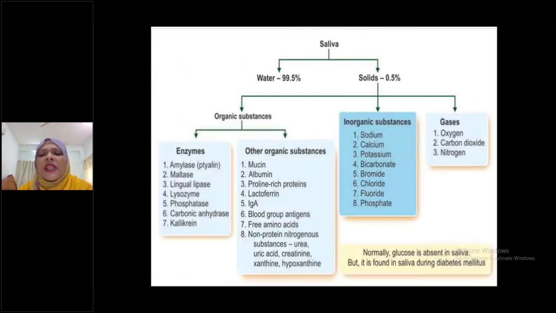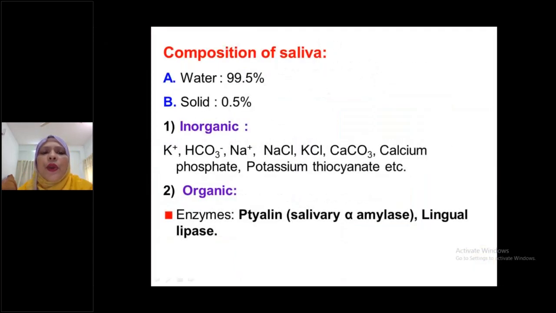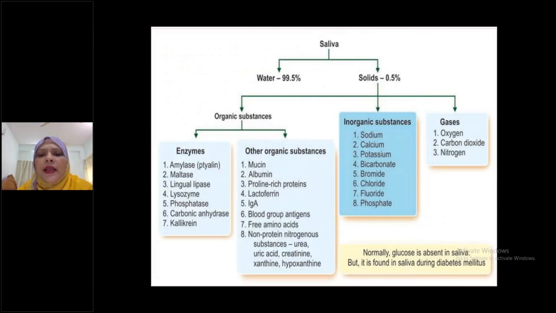You can write down this chart from Sambulingam. Important constituents of saliva for the written exam. For the written exam, there are so many things, but I think this slide is easier for you. Composition of saliva. I have taken this chart from Sambulingam. A lot of things you have to write.